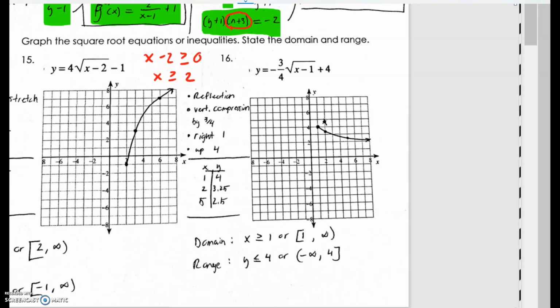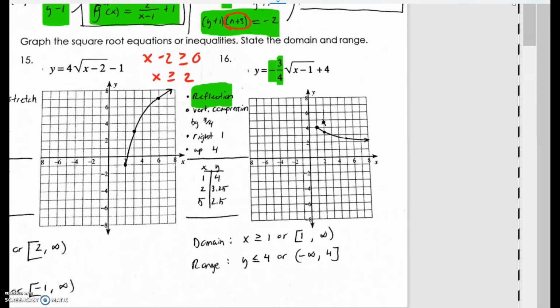y is equal to -3/4 square root of x minus 1 plus 4. So the first thing I notice is the negative sign. That's going to reflect it. The next thing that I notice is this 3/4 is going to compress it. Remember, whenever you multiply by something less than 1, or a number in between 1 and 0, I should say, that's going to do a vertical compression. If you're wondering what compression means, it's the opposite of stretching. It's just kind of smushing it down. All right. The -1 here is going to move it right 1, and then the +4 is up 4.